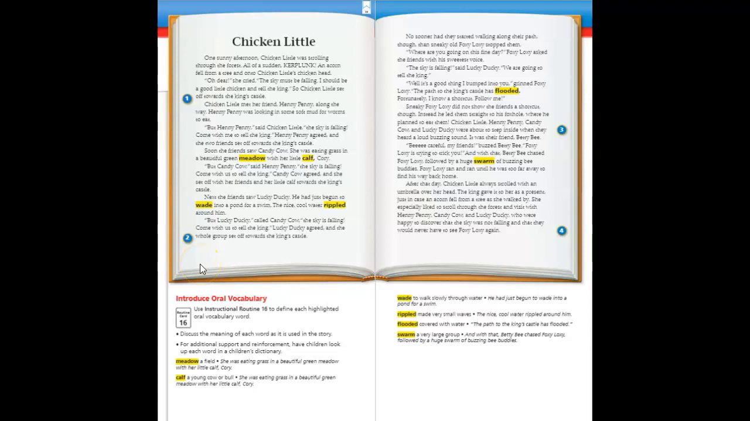In our story so far, who were the friends that Chicken Little has met on her way to visit the king? We've met Henny Penny, Candy Cow, Cory Calf, and Lucky Ducky.